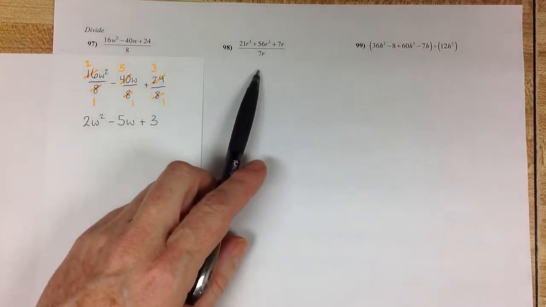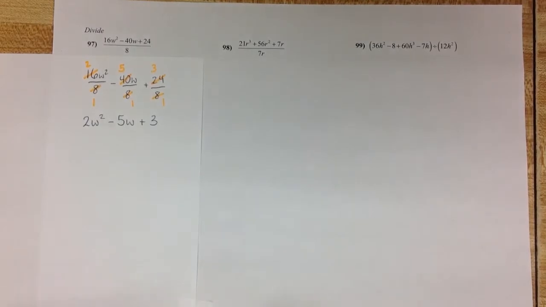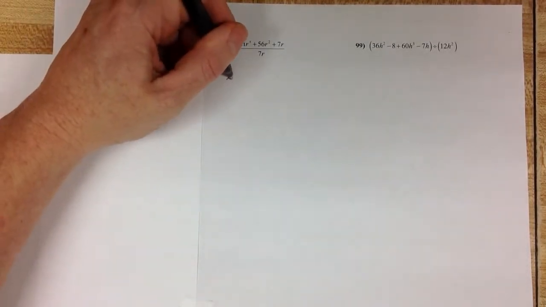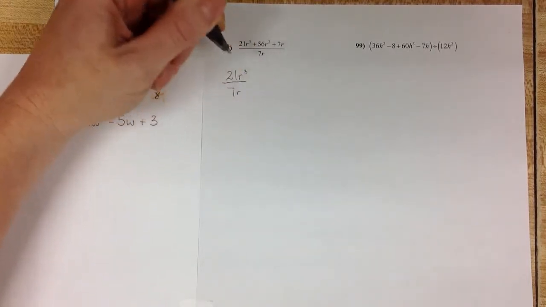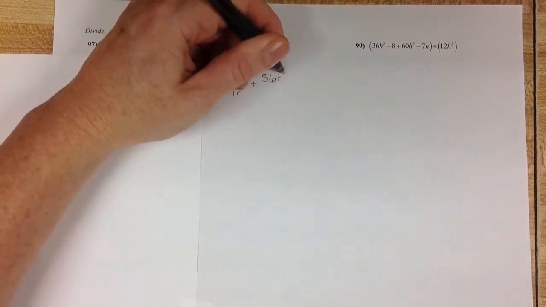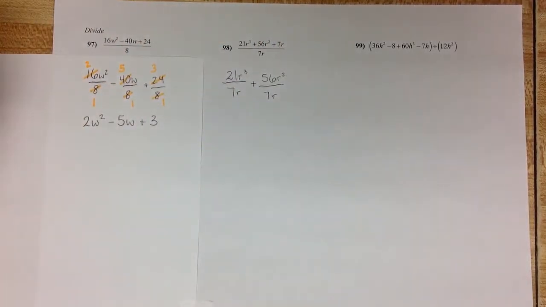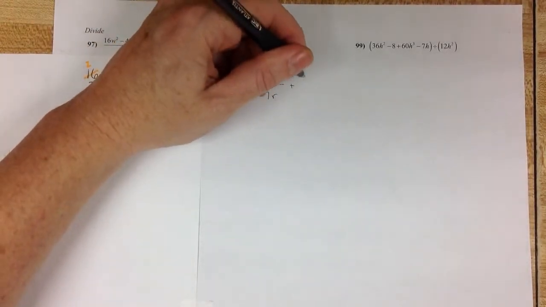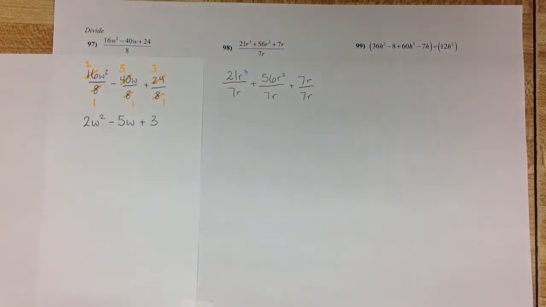Now to do this next problem, we've got an r in our denominator as well, but we're still going to set each of these terms up as a separate fraction. So we'll have 21r cubed getting divided by 7r, plus a 56r squared divided by 7r, and a 7r divided by 7r.